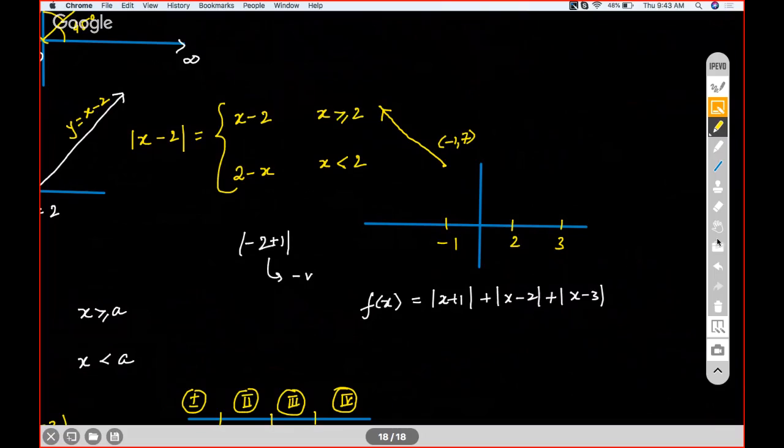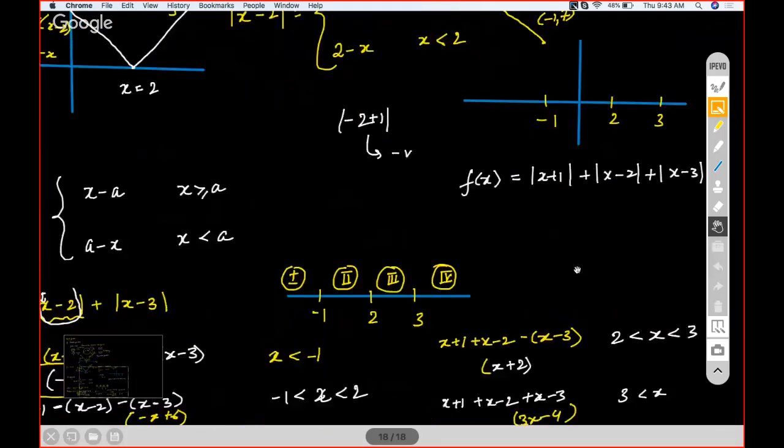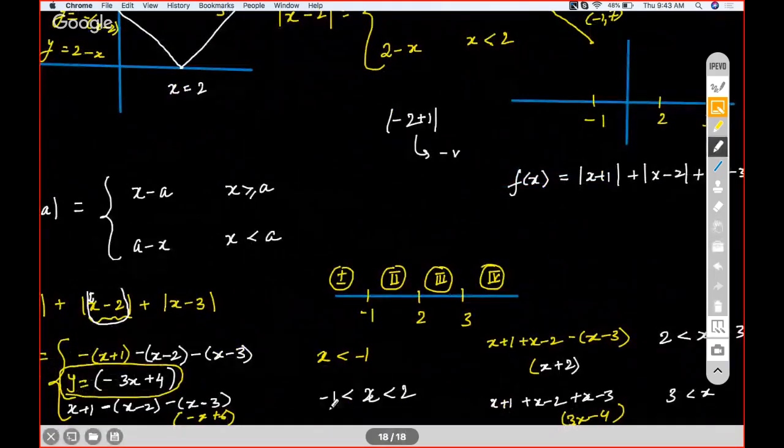Now, in the interval minus 1 to 2, what about minus 1? You can include minus 1 at both the places. It doesn't matter, because when you put a minus 1 here, it still gives a 7, and this will also give you a 7.